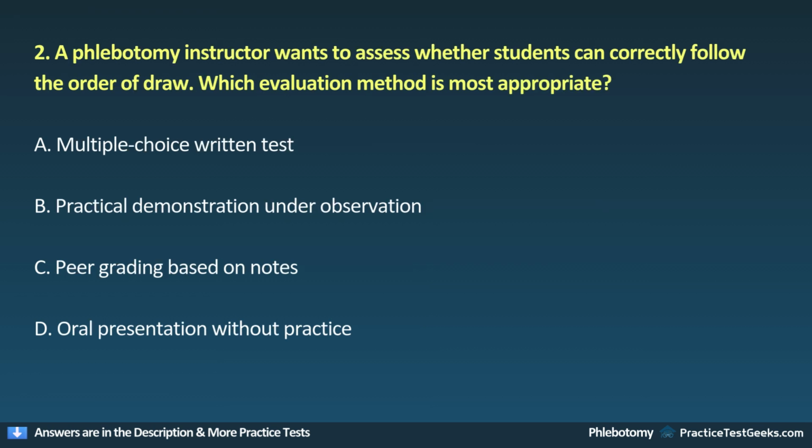2. A phlebotomy instructor wants to assess whether students can correctly follow the order of draw. Which evaluation method is most appropriate? A. Multiple choice written test. B. Practical demonstration under observation. C. Peer grading based on notes. D. Oral presentation without practice.